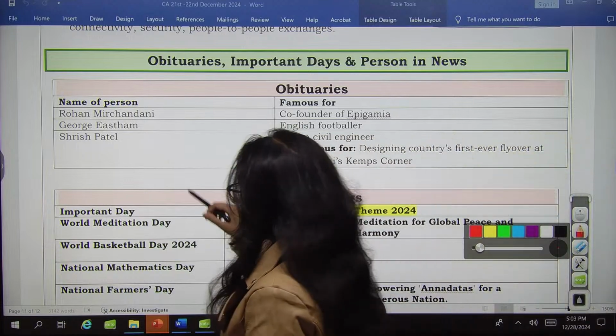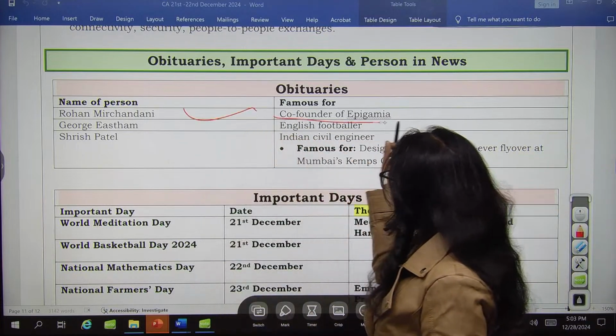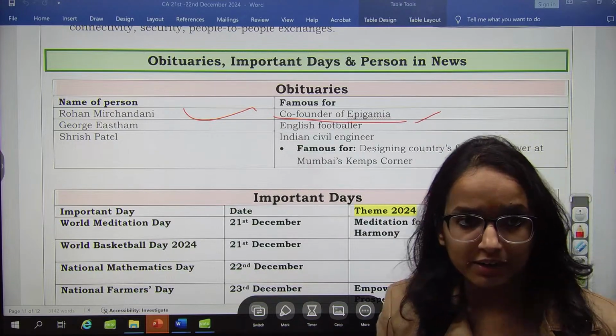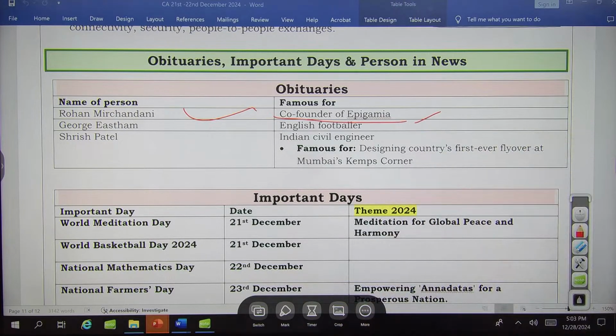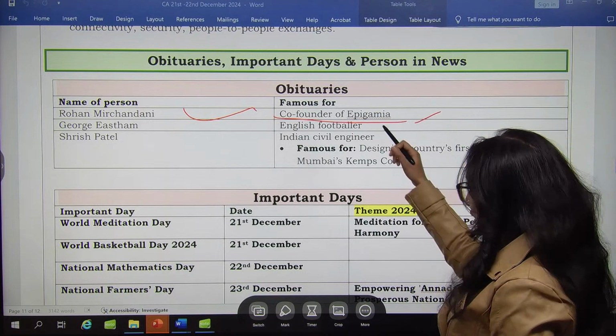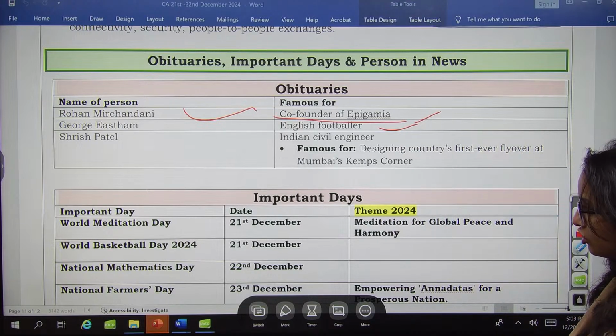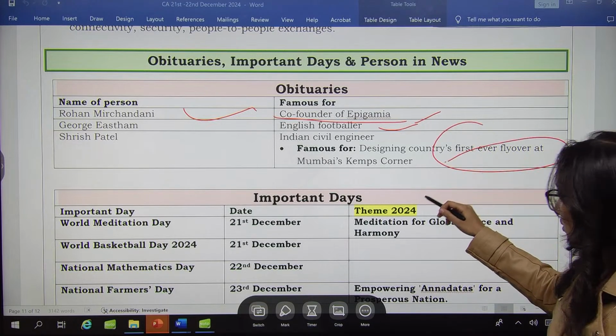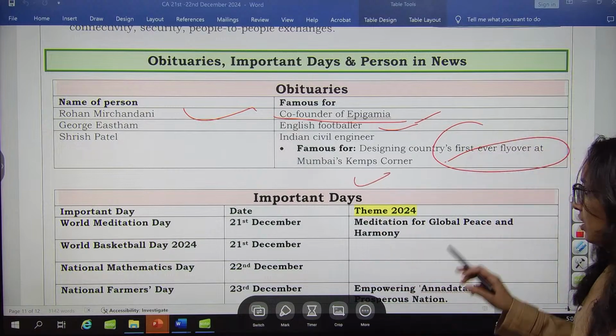Obituaries and important days: you have obituaries. First of all, Rohan Mirchandani, the co-founder of Epigamia. Epigamia is a very famous yogurt brand, right? Epigamia's co-founder has died unfortunately. Then George Eastham, English footballer, is also there in the obituary list. Then Shirish Patel, Indian civil engineer, particularly known for designing the country's first ever flyover at Mumbai's Kemps Corner, is also there in the list.